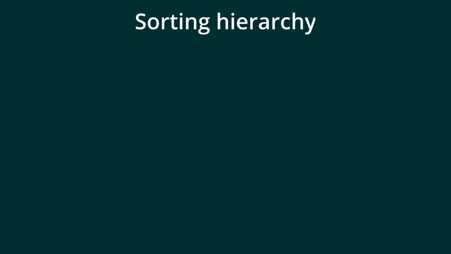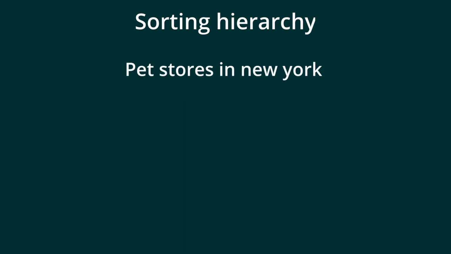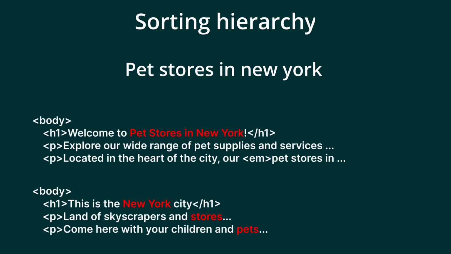The sorting logic will have a hierarchy with the following parameters. First, the results that contain the greatest match with the search term will be shown. Then, those in which the search terms have the smallest distance between them. That is, if your search is pet stores in New York, it is not the same to get a result like this than like this. The closer the keywords are in the resulting pages, the more relevant it will be for the search.